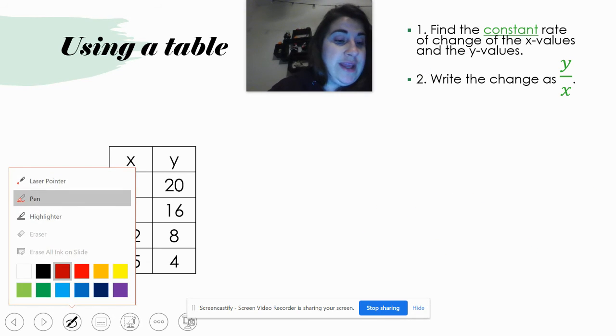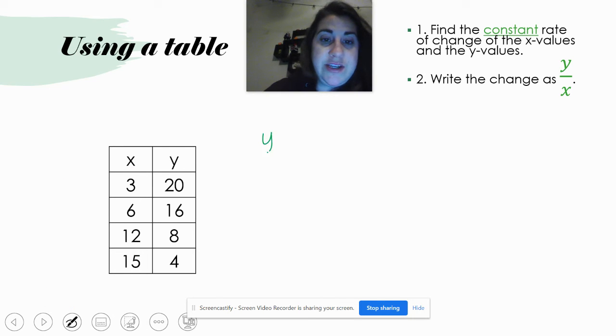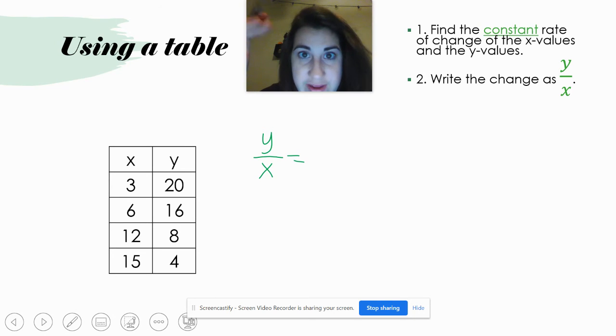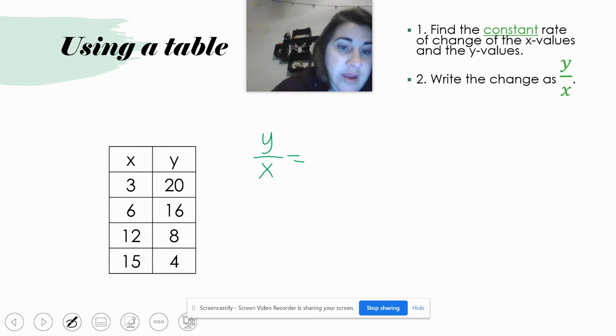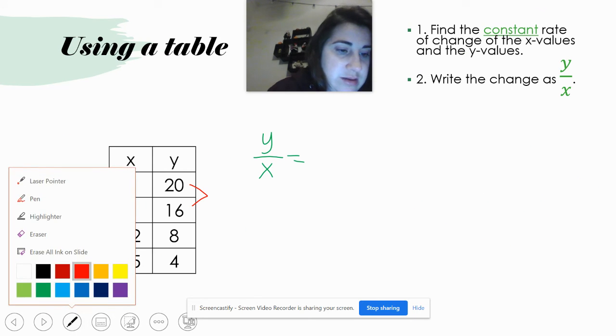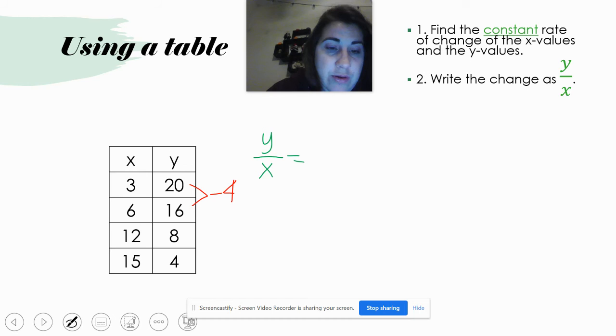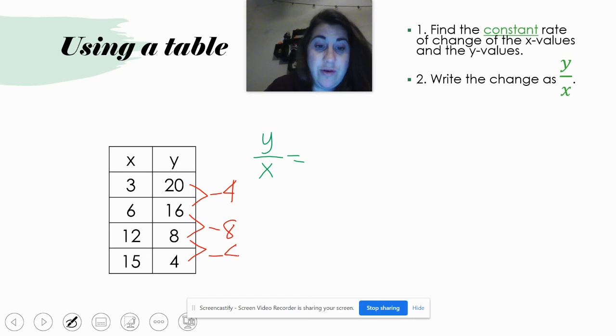All right. What I want you to do is always write this ratio as y over x. Once you write that, you know, hey, I need to find the y's on top and the x's on the bottom. So what's my change in y? How do I get from 20 to 16? Well, I'm subtracting. I'm going down 4. From 16 to 8, I'm going down 8. From 8 to 4, I'm going down 4. Now, don't freak out because those are different. I'll talk about that in a bit.